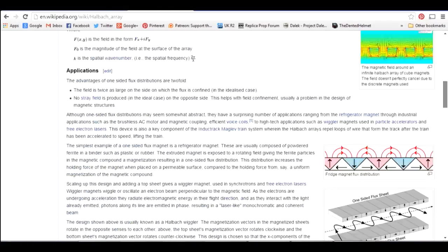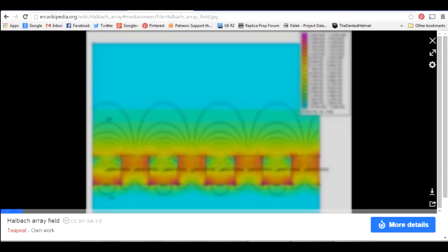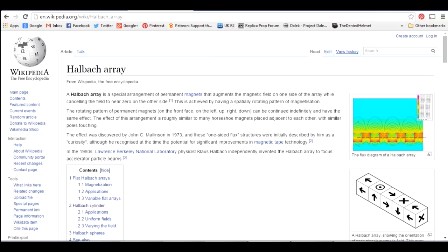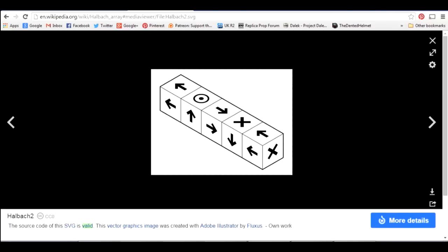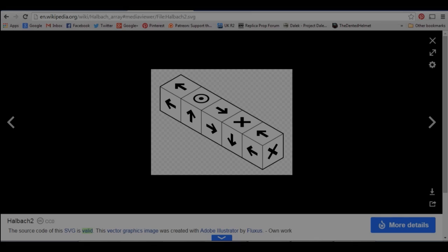Again, this is quite a long page with lots of theory and lots of diagrams, but essentially the best one is this, which shows that if you arrange magnets in a specific way, then you can get much more magnetic field or magnetic flux on one side of the array than you do on the other. So basically it's arranging the magnets like this so that the magnetic force cancels on one side and is much stronger on the other. So let's have a go at trying to build one of those.